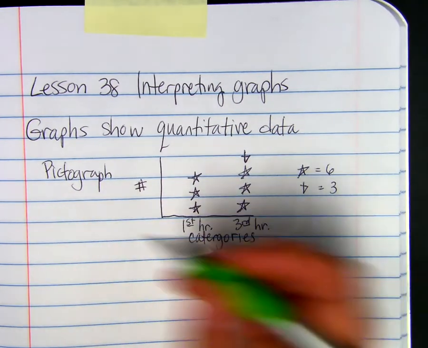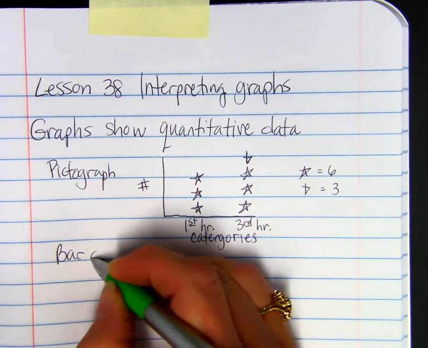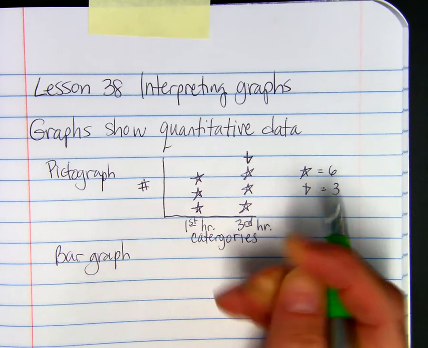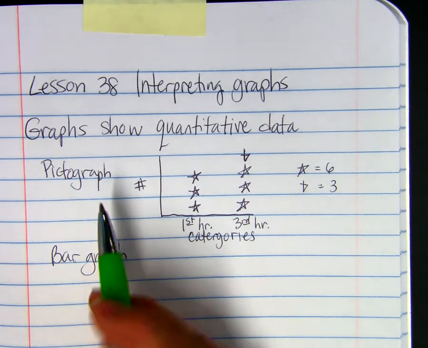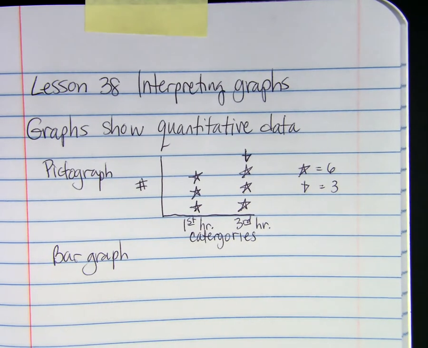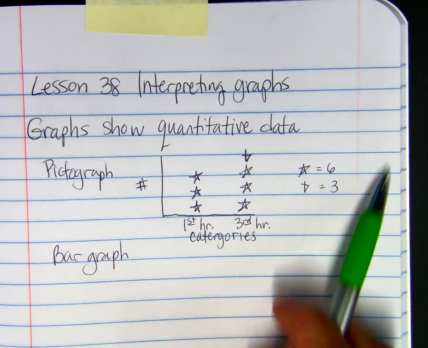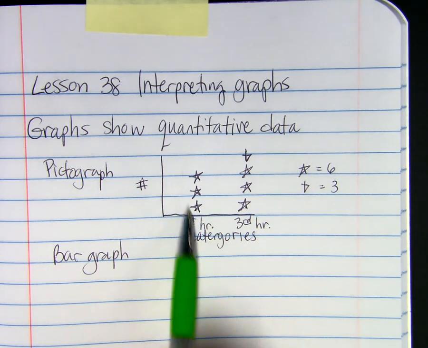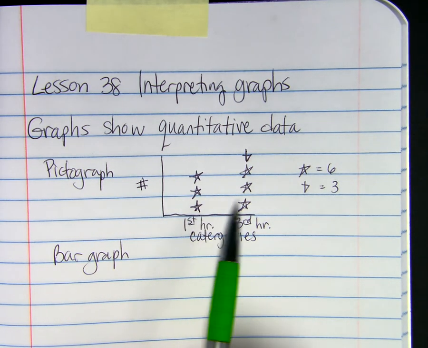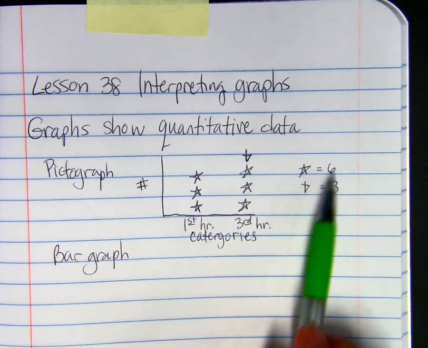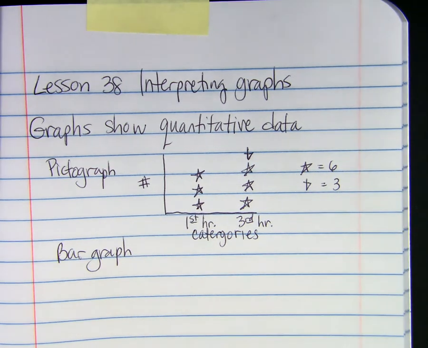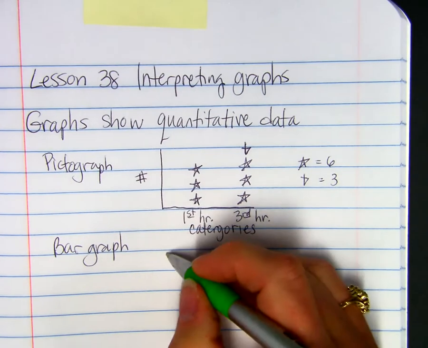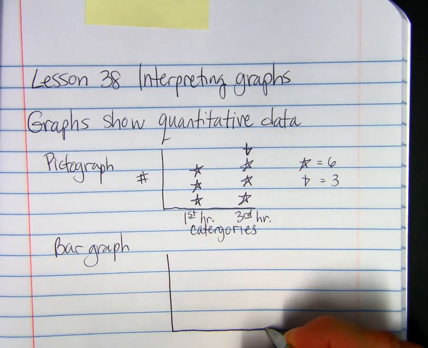Okay, this is a bar graph. Oh, I wanted to go back and emphasize on a pictograph. You have to look at the legend that tells you what each picture represents. So for instance, you wouldn't just count, oh, there's 3 in first hour. You would actually need to see what each one is worth, and then you can figure out how much is there.